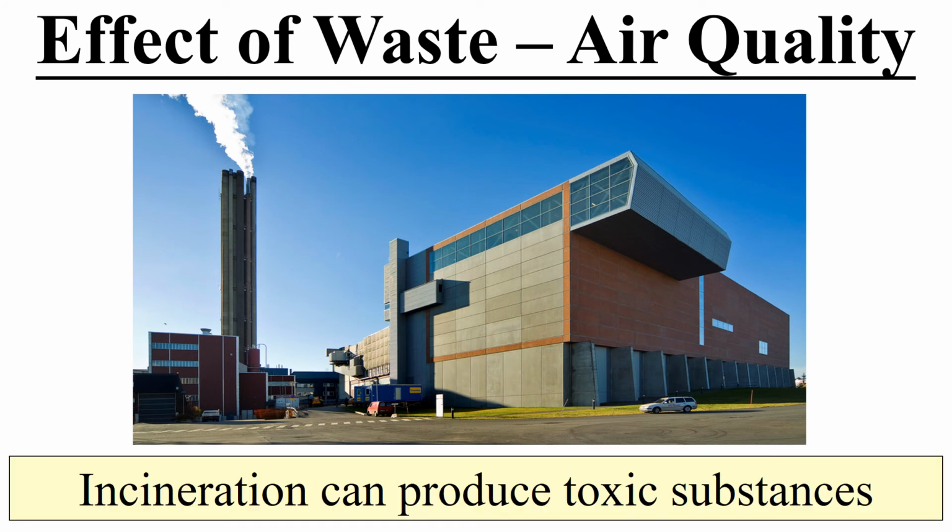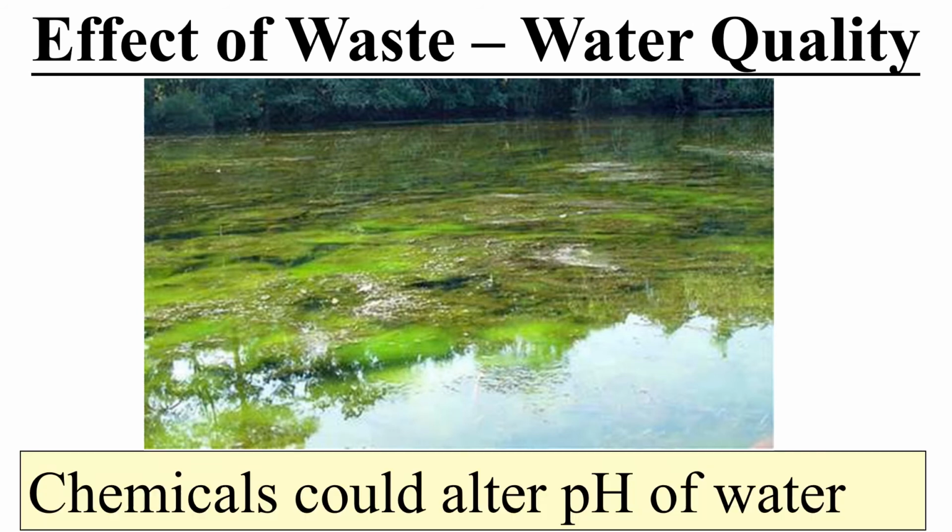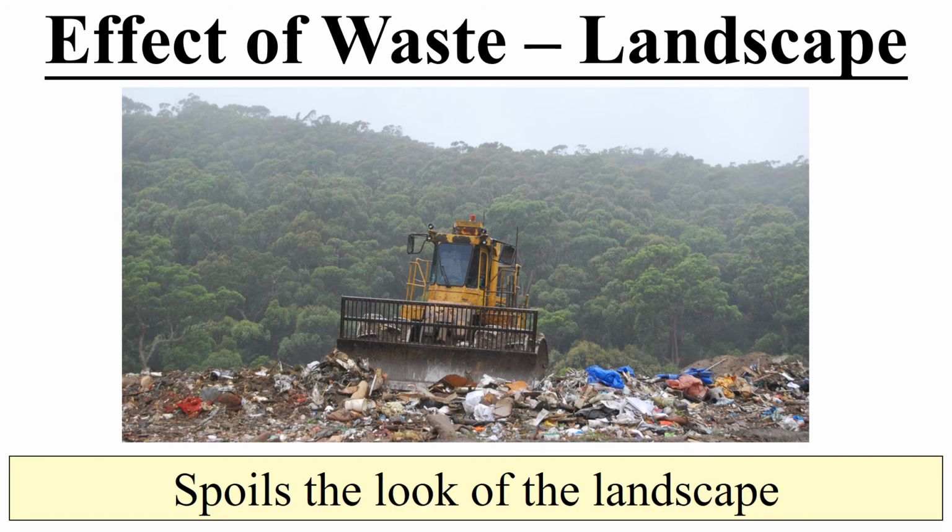So for air quality, some we talked about before, so if you incinerate waste then that can produce toxic substances, that would be an example. In terms of water quality, you could have chemicals which could alter the pH, so you might also say landfill sites contaminating groundwater, and groundwater in some places around the world is used for people to drink. For landscape, you just say if you have to have a landfill site or if people are dumping rubbish, then it spoils the look of it.